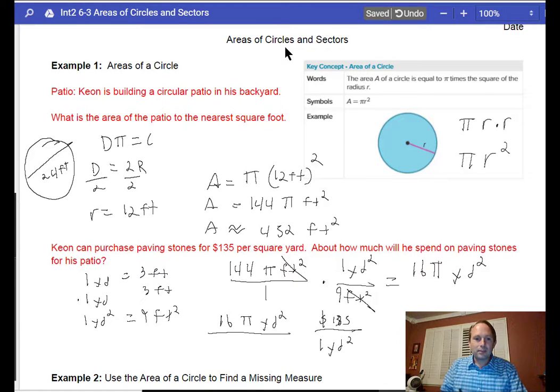So I'm going to divide yard by yard, and then I'm simply just going to do 135 times 16 pi. And when I do that, now I've gone to my last step. Now I can write this out. I can actually put in the calculator pi times 16 times 135, and that will give me, with a unit of dollars, 6,786. That's a lot. I wouldn't spend that much money. All right, let's go on.